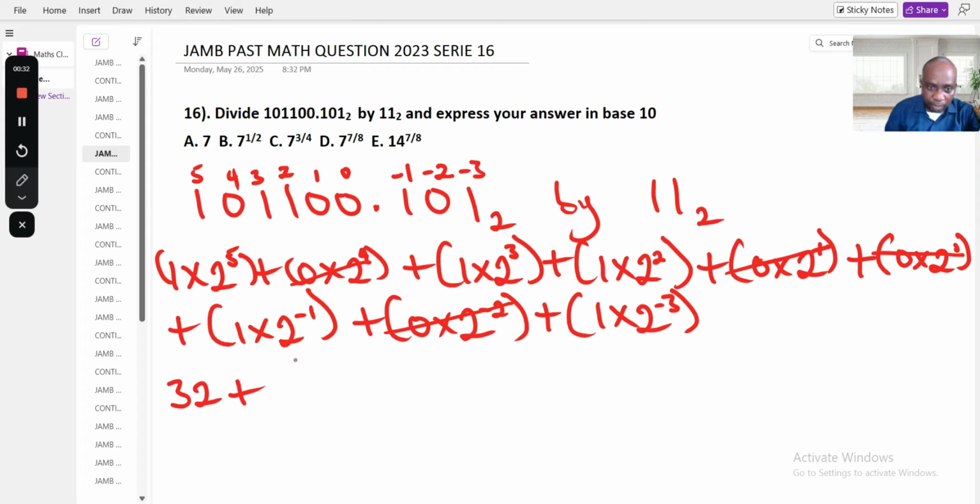Therefore, plus what is next? This one, 3 times 2 times 2, 4. 4 times 2, 8. This one, 2 raised to the power 3 means 3 places: 2 times 2 times 2. That's it. The next one, 2 times 2, 4. 4 times 1, 4.